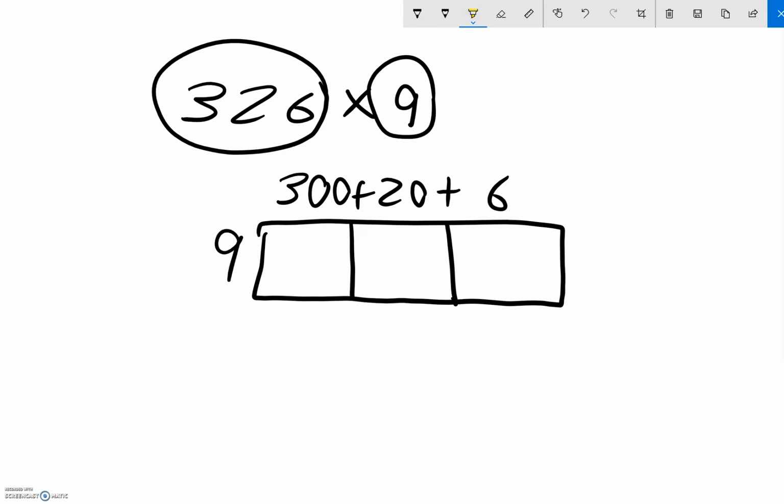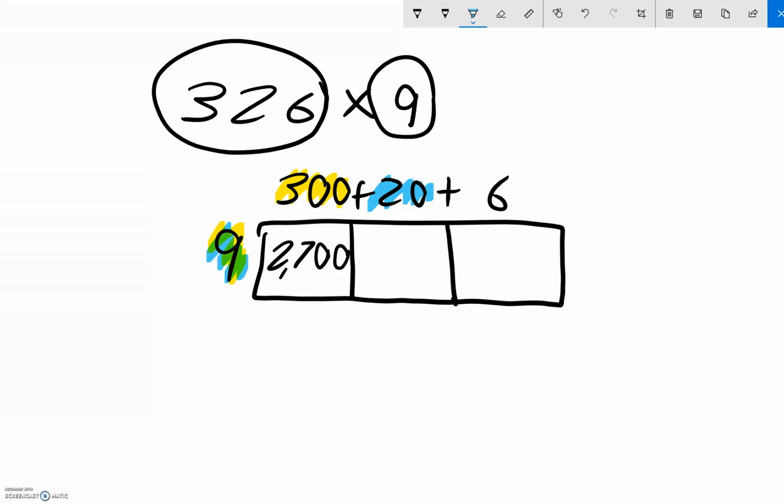Let's multiply. First, we're multiplying 300 times 9. And 9 times 3, if I don't know it, I can use the back of a notebook, find a multiplication table. 9 times 3 is 27, and there are 2 more zeros here. So 2,700.